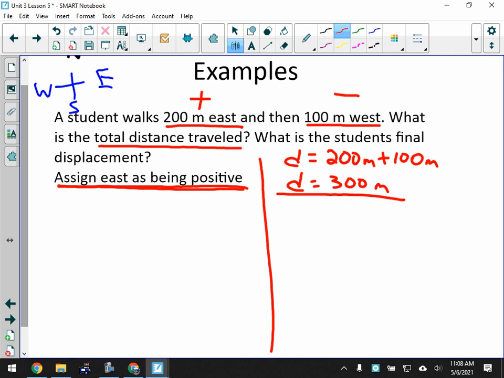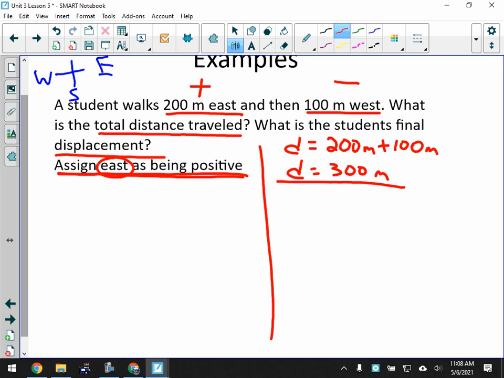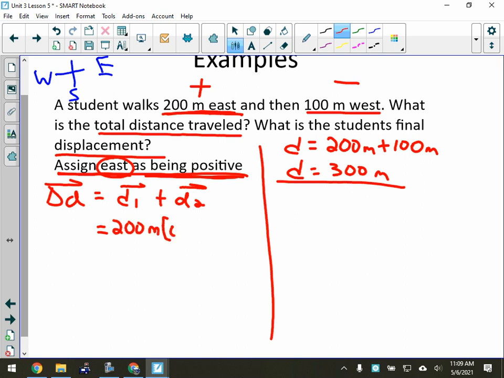Okay. What is the student's final displacement, though, is the next thing. And it says here we're going to assign east as being positive. So we say, okay, well, the displacement is equal to D1 and D2. I guess I don't need the sign here. It's just to keep it the same as you guys there. So I'm basically going to add those two vectors together, okay? They said, let east be positive, so I'm going to say 200 meters east here, okay? And I'm going to put little brackets here because that indicates the direction, okay?